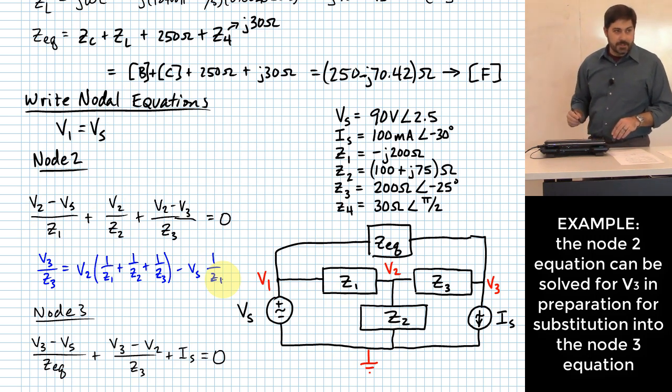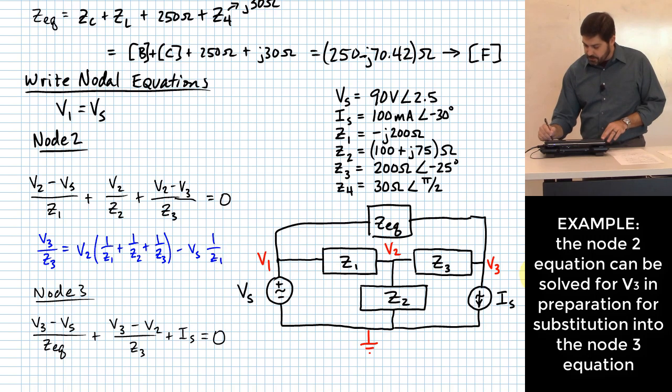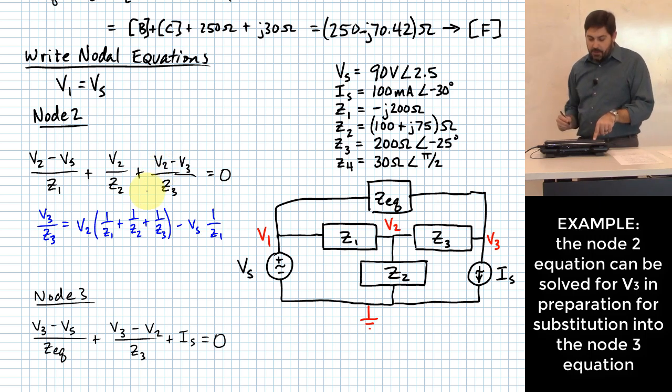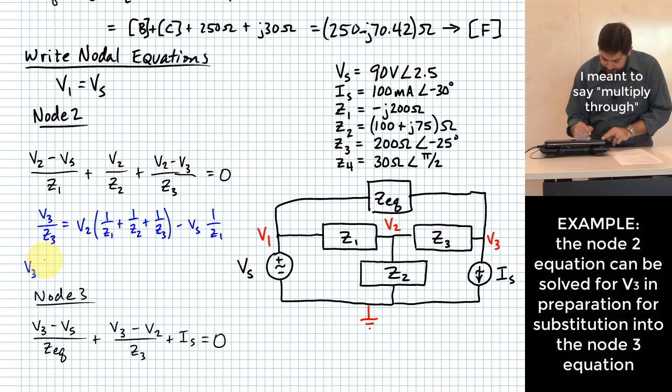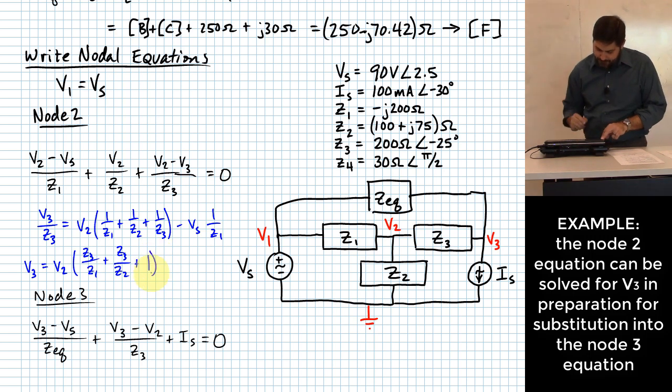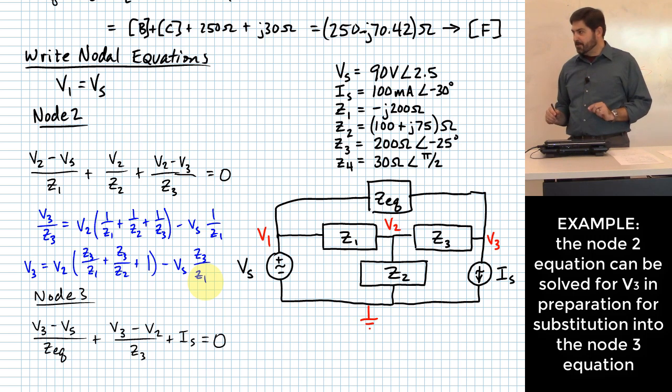Okay, I did a couple of steps at once right there. Hopefully that's not too tough to follow. All I did was rearrange that expression so that I'm getting closer to having V3 all by itself on one side. Now I can divide through by Z3, and that leaves me with V3 equal to V2 times Z3 over Z1 plus Z3 over Z2 plus Z3 over Z3, which is just going to be 1, minus Vs times Z3 over Z1. Okay, so far so good?